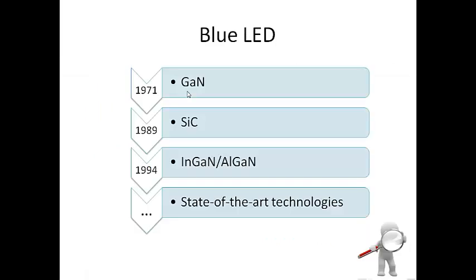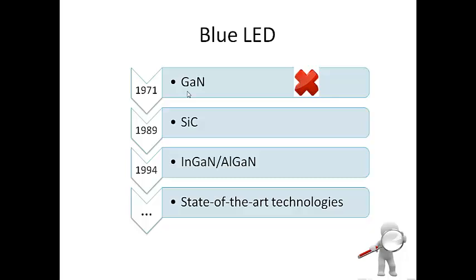The first blue LED was made in 1971 using gallium nitride. The principal problem at that time was the difficulty of making strong P-type gallium nitride, and that's why it was limited to the lab scale. In 1989, a company named Cree introduced the first commercially available blue LED based on silicon carbide.